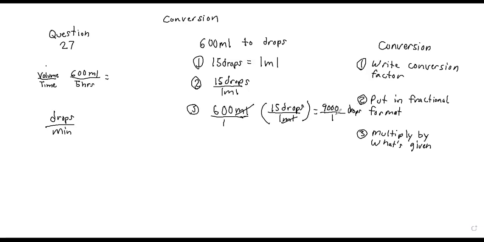Now, we have 9,000 drops over 1. Anything divided by 1 is itself. So that means the conversion for 600 milliliters is going to be equal to 9,000 drops. So now we have that. We've converted the 600 milliliters to, I said 900, I mean 9,000 drops.